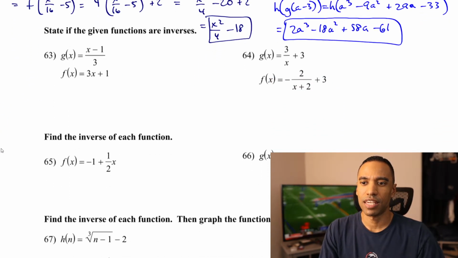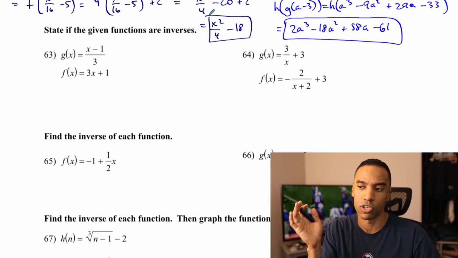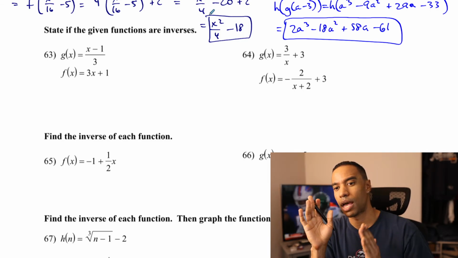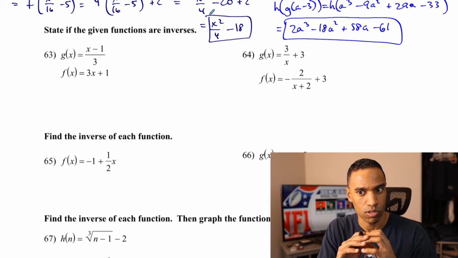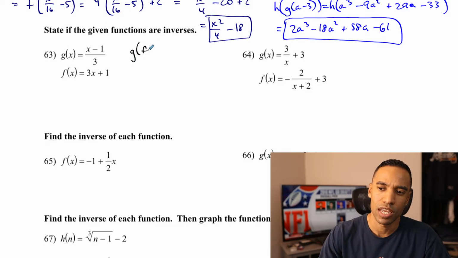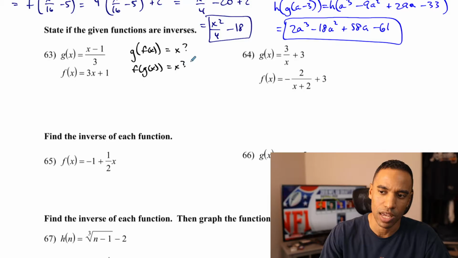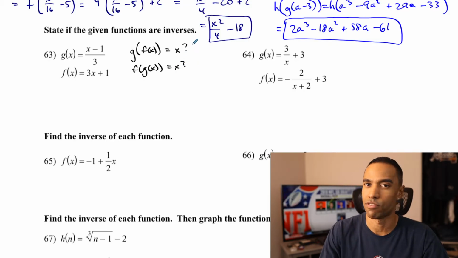All right, state if the given functions are inverses. Now, there are a bunch of ways we can do it. The version I'm going to do is g of f of x and f of g of x. I'm not going to actually find their inverses. I'm going to compose the functions and see if I get x out. Do I get g of f of x equals x and f of g of x equals x? If yes to both, inverses. If no to even one of them, not an inverse.